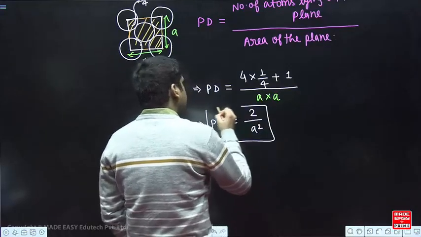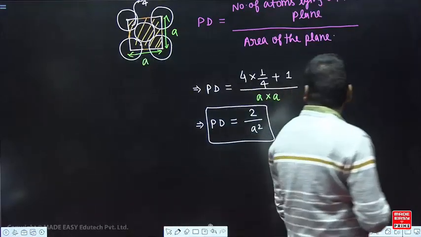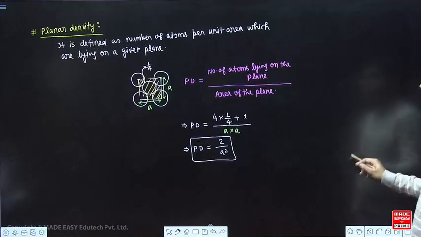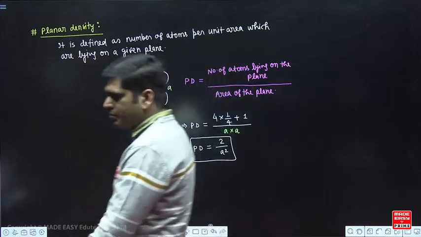A and R relationship is well known for you for the FCC crystal structure. So you can put that relationship and calculate this value. Please do it for planar density quickly.